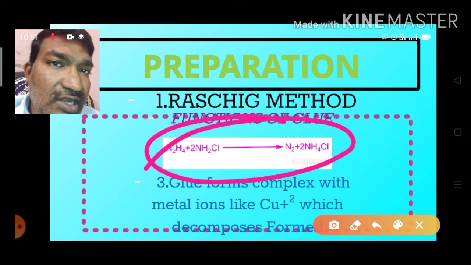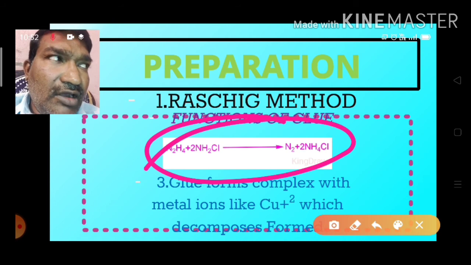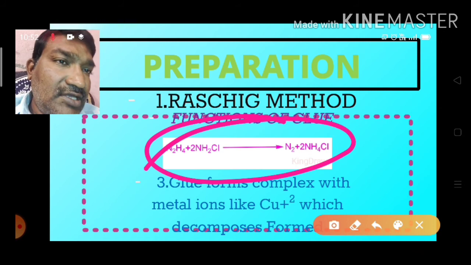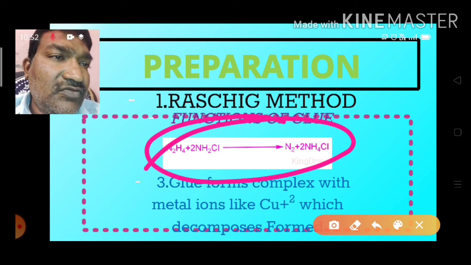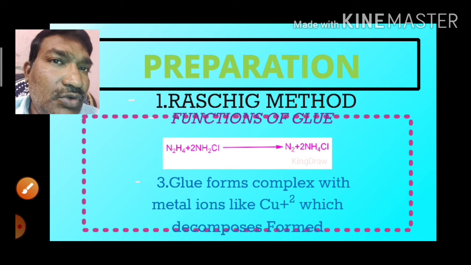So these metal ions are to be removed. Such metal ions are removed by the glue, because glue forms complex compounds with them. As a result, they are not left free in the solution, and the unwanted reaction will be ceased. So that is the function of the glue.